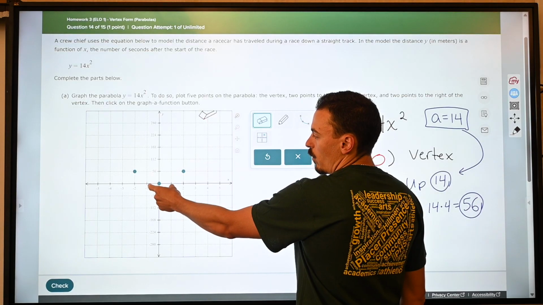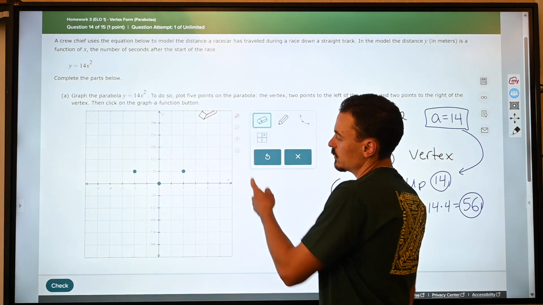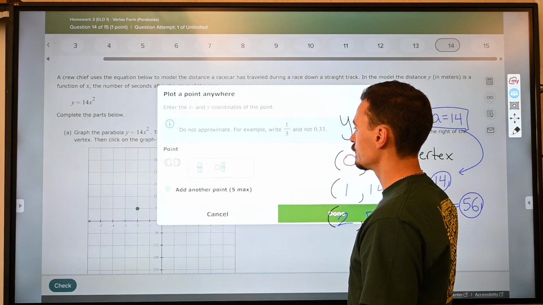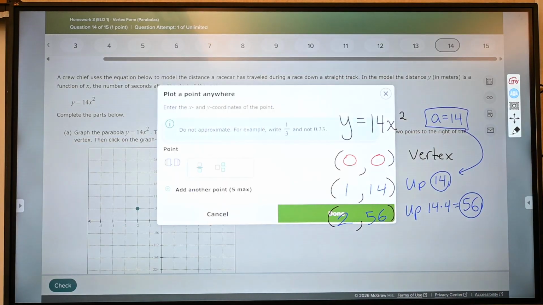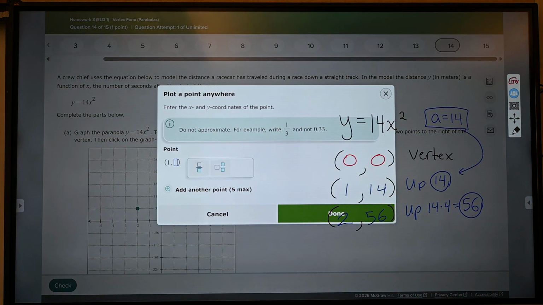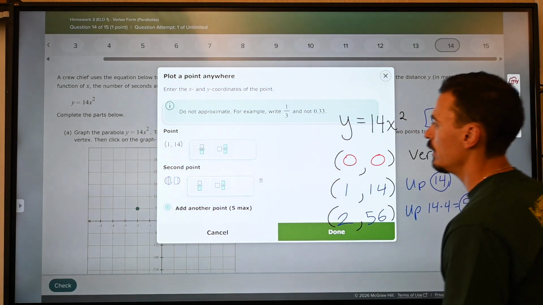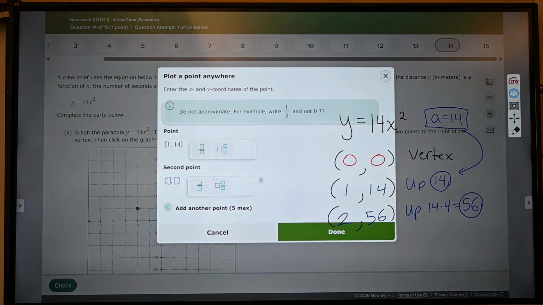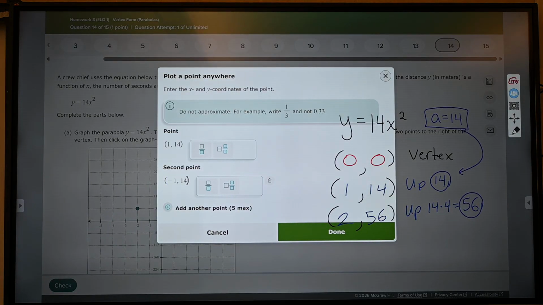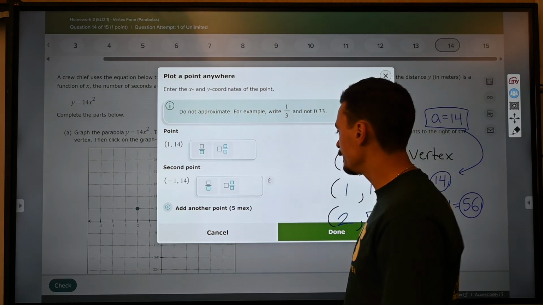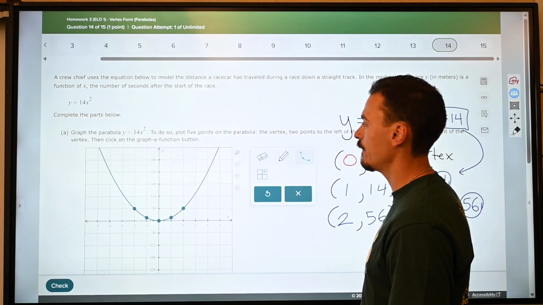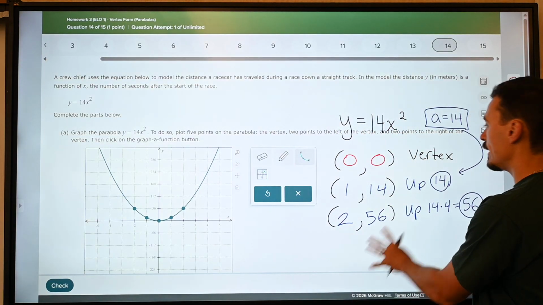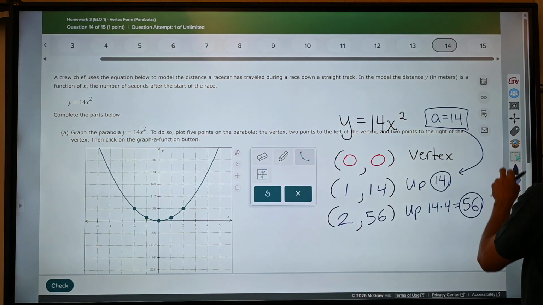Now we're not able to put 1, 14 on here, so you're going to have to use the graph a point tool. And we go here, we click 1, 14. And we add another point, and we need to do -1, 14 to make it symmetrical. And there's our points. Click plot graph, and there's our graph. I'm going to have to erase this because I need to move on to the second half of the question.